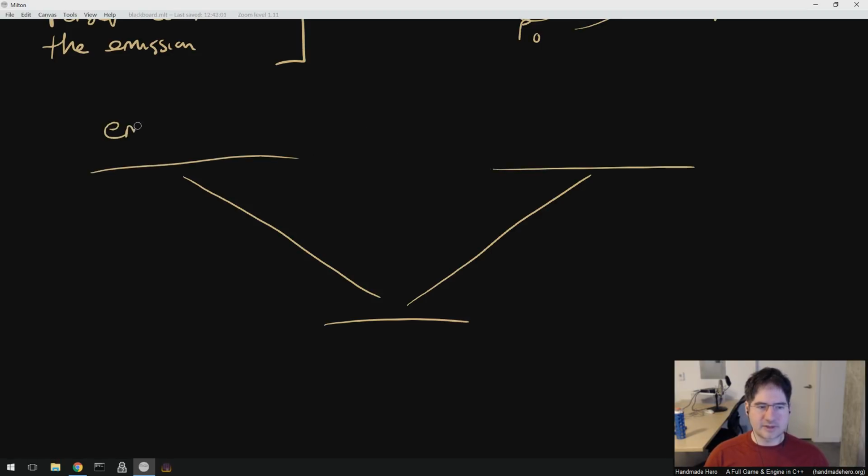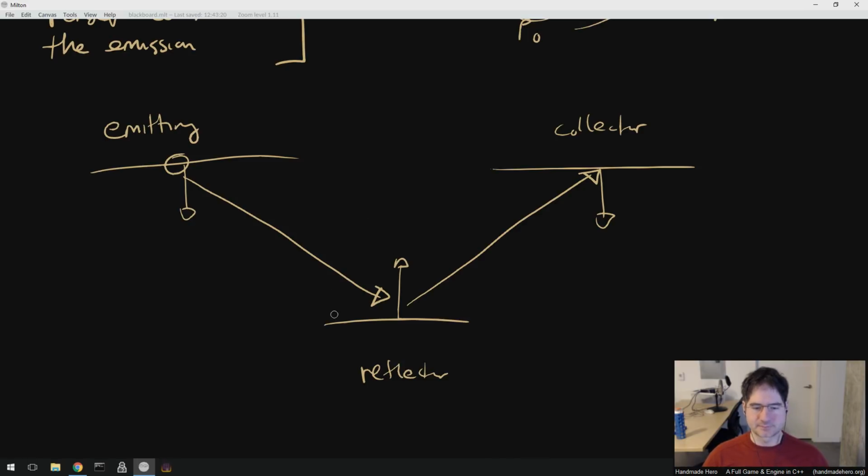So let's say I've got something that's emitting photons here. I've got a reflector. And I've got a collector here. And by the way, this is not me trying to teach you something. This is me literally trying to figure this out. So I'm not suggesting that I already know the answer. I'm just pontificating about it, just completely open-ended.